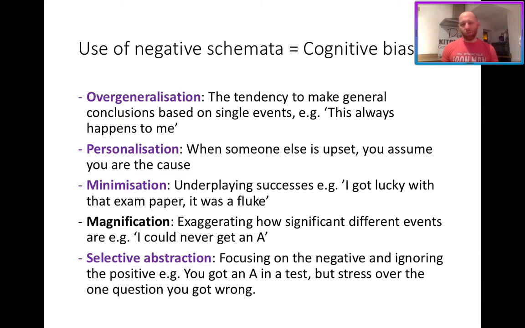The exam paper was really easy, it was just a fluke. I don't even know how I passed. Magnification, this is the worst thing that's ever happened to anyone. And selective abstraction, so focusing on the negative and ignoring the positive. You get an A in the test but you fail one question, and that suggests that you are selectively abstracting.